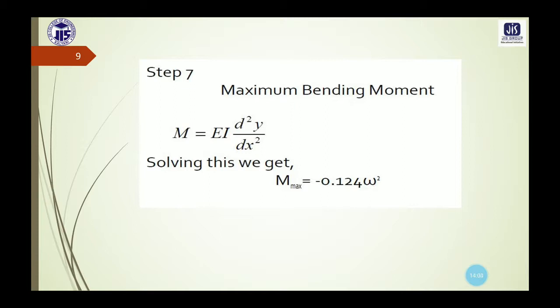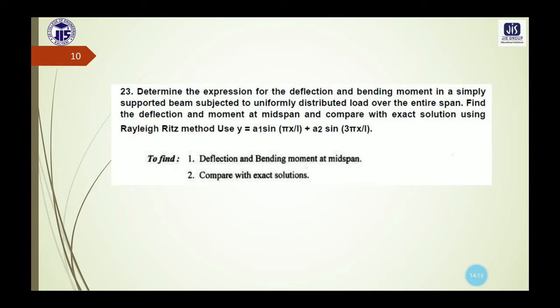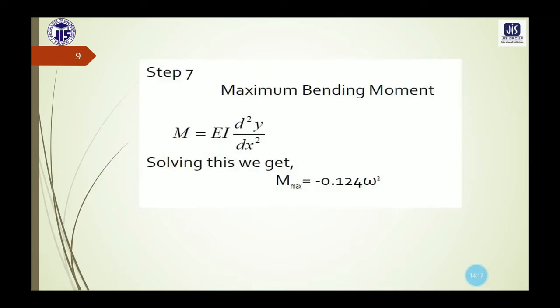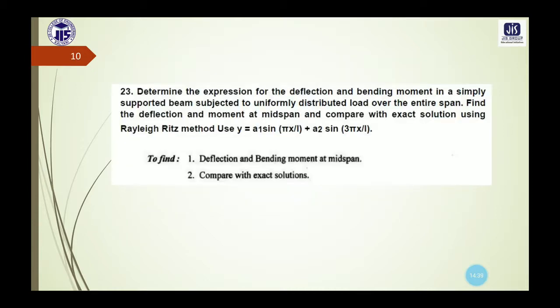If we put the value of y here, then after several steps we will get M max, this is equals to minus 0.124 omega square. So this is the procedure of the Rayleigh Ritz method, considering one example. Several lengthy steps we have skipped here. We have just discussed in brief the several steps for the Rayleigh Ritz method. Now let us discuss in detail the Rayleigh Ritz method, considering one example.